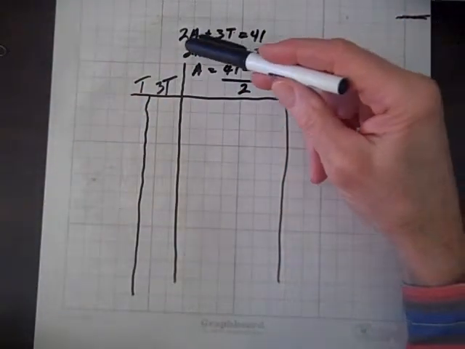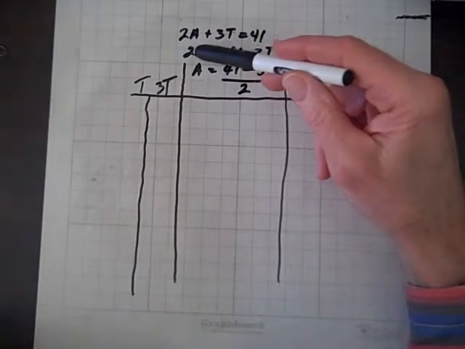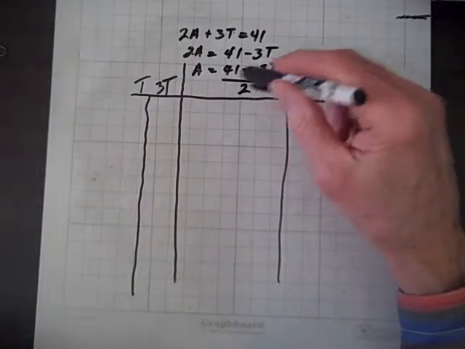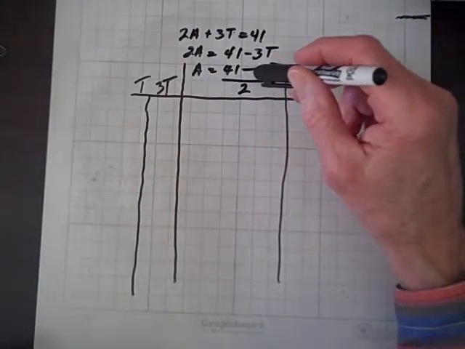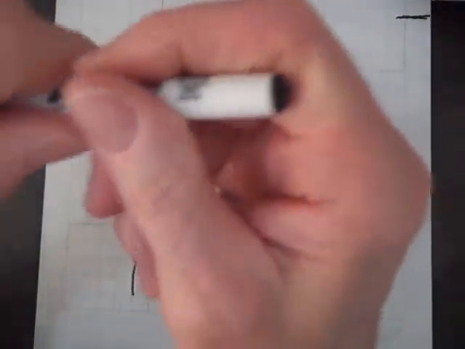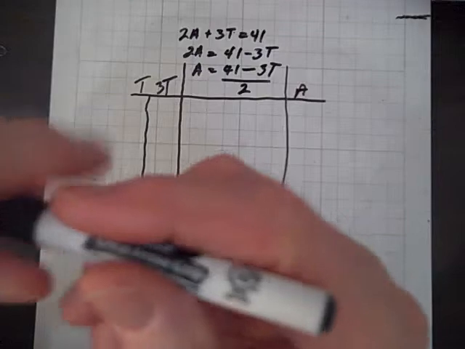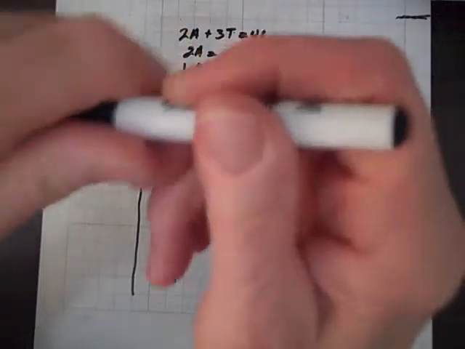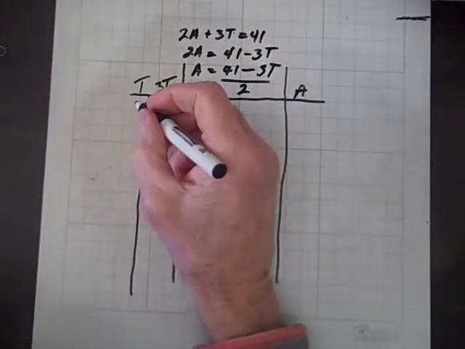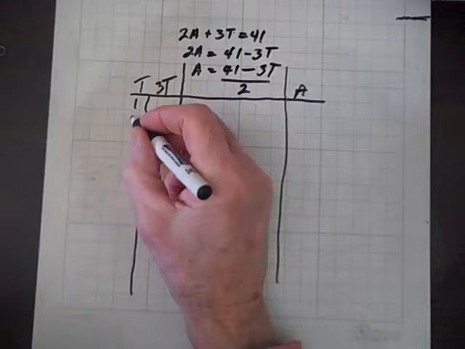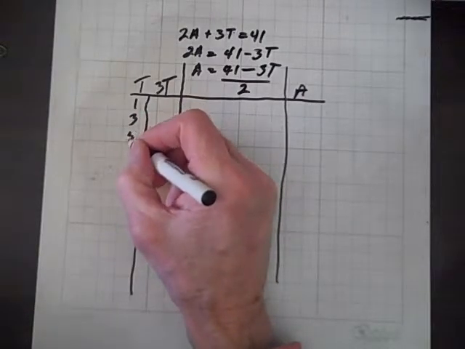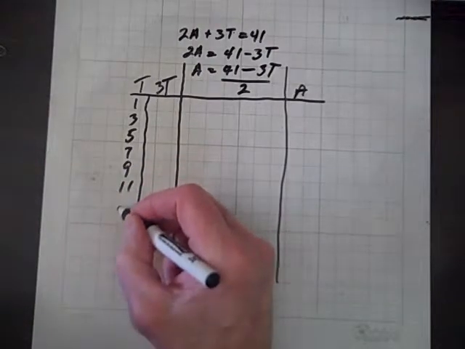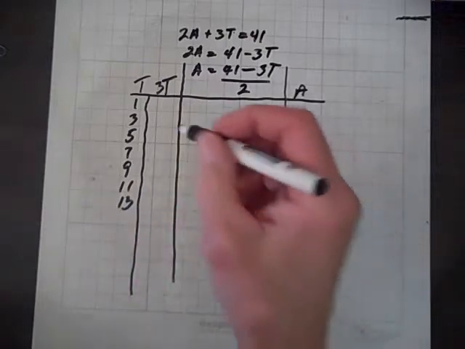And since A is multiplied by 2, to isolate A we have to divide by 2, so whatever value we get in the numerator has to be even. So our only candidates for t are going to be odd because we have to subtract an odd from 41. So our odd numbers, we'll start with 1, and then let's see, 2, 3, 4, 5, 6, 7, 8, 9, 10, 11, 12, and 13. I think that will do it.